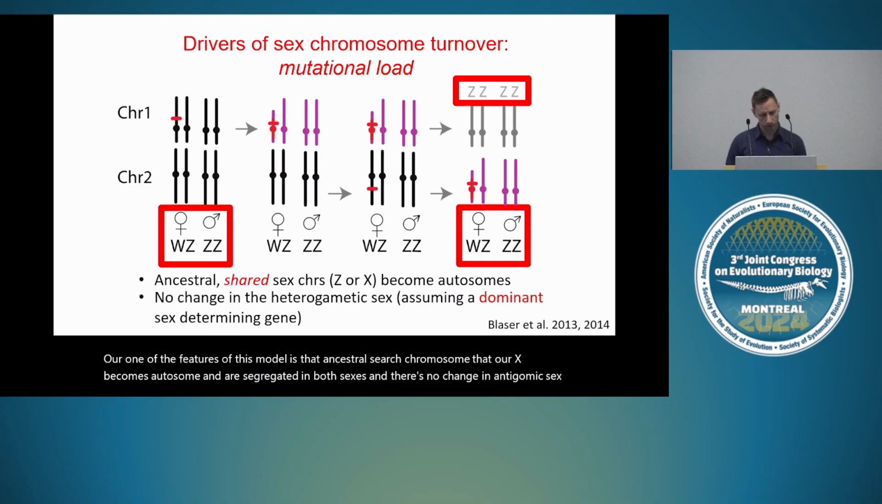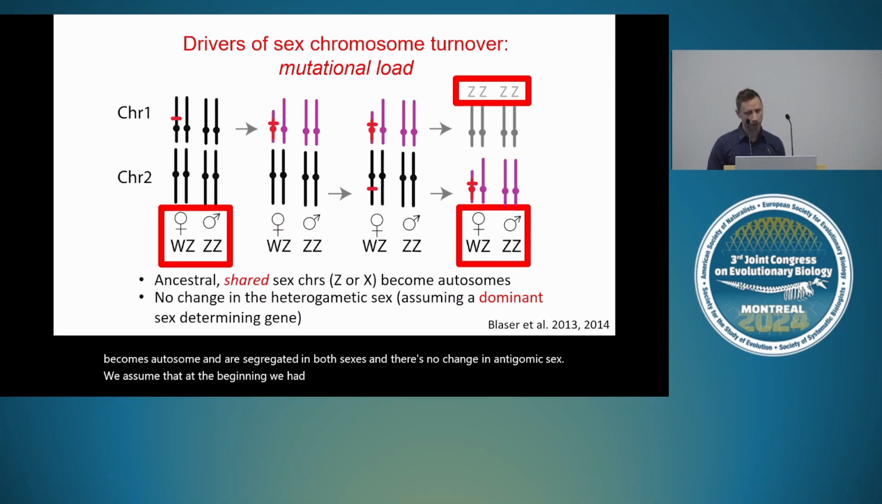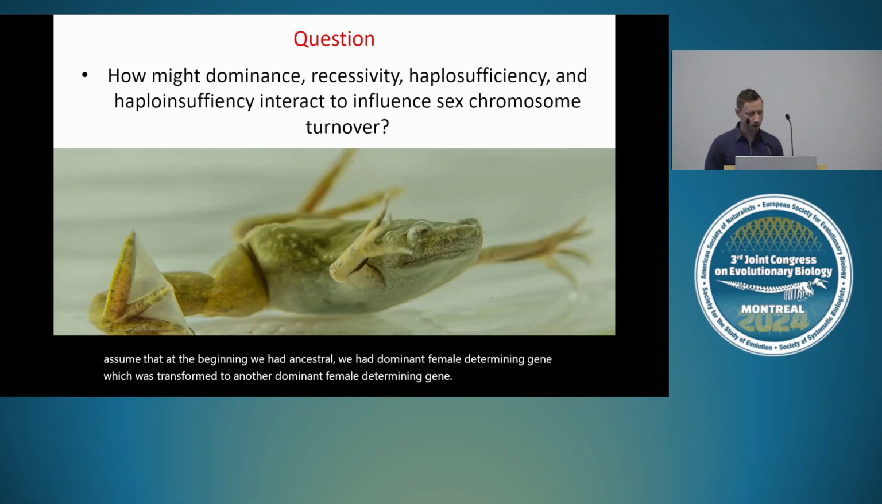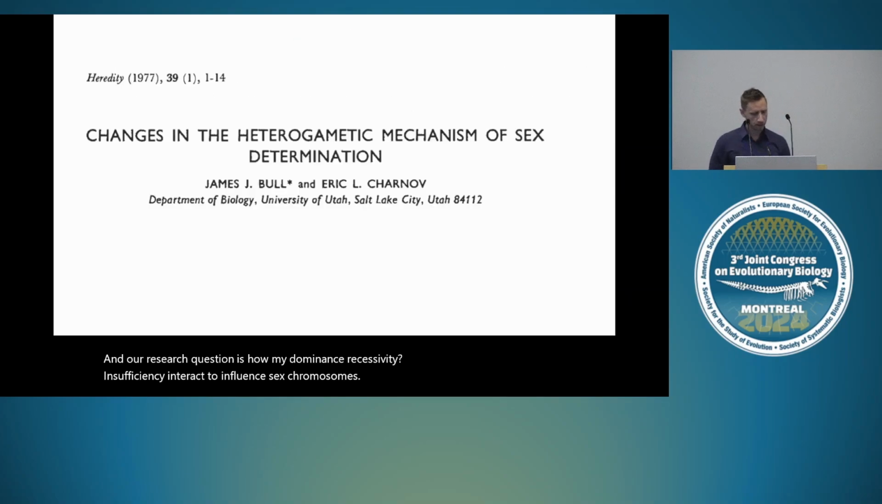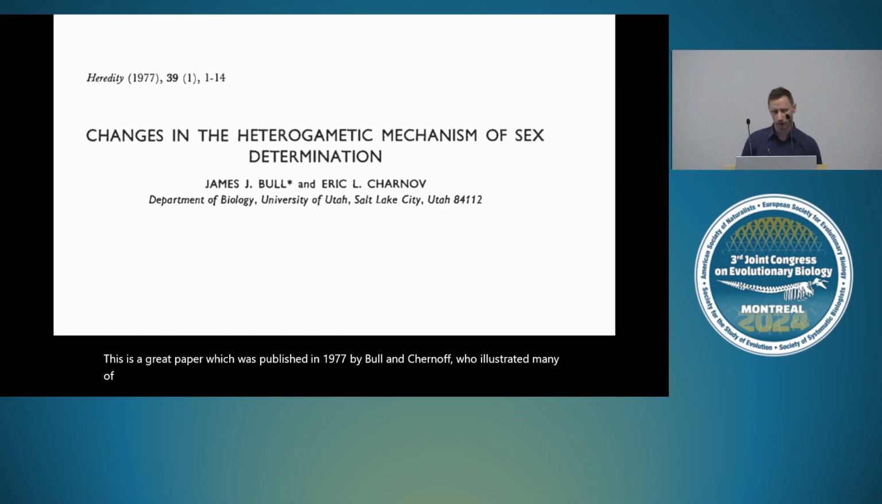We assume that at the beginning ancestrally we had a dominant female-determining gene, which was transformed to another dominant female-determining gene. And our research question is how might dominance, recessivity, haplosufficiency, and haploinsufficiency interact to influence sex chromosome turnover. This is a great paper which was published in 1977 by Bull and Charnov, who illustrated many other drivers of sex chromosome turnover. And one of these drivers or models I am going to describe in more detail.